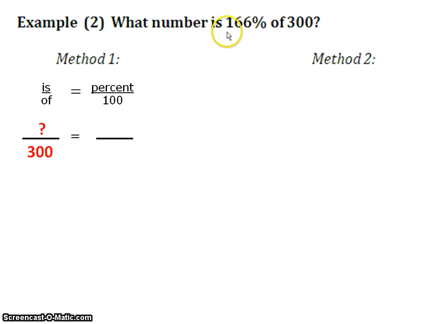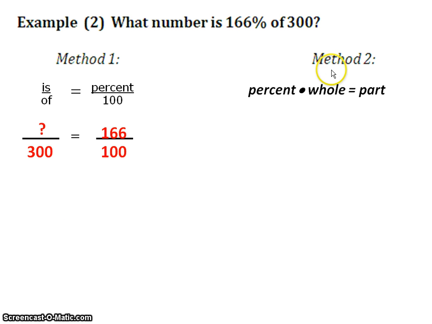The percent is easy to see. That's 166. Now remember, when we write a percent as a fraction, we lose the percent sign and set it over 100. Now if you look at this proportion that's set up, we have one unknown, so we can cross multiply and divide to calculate for that unknown. Please do that and write your answer here.